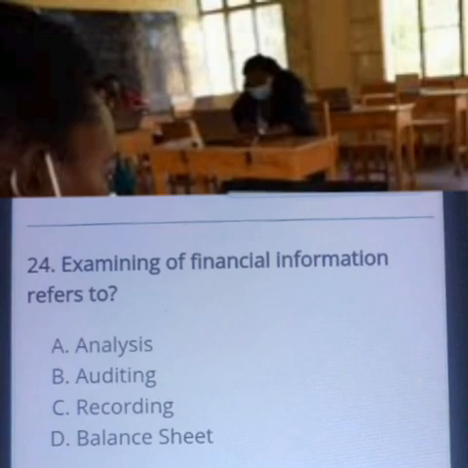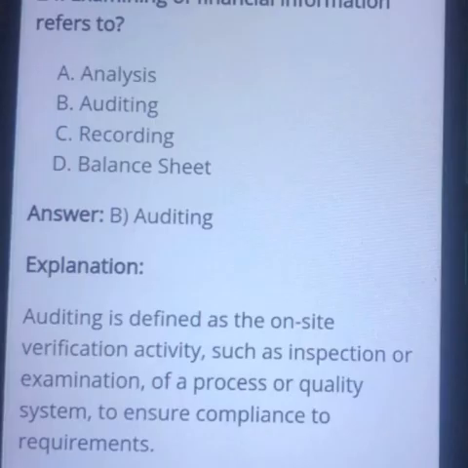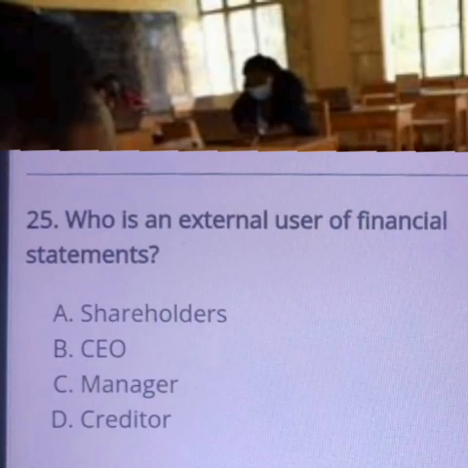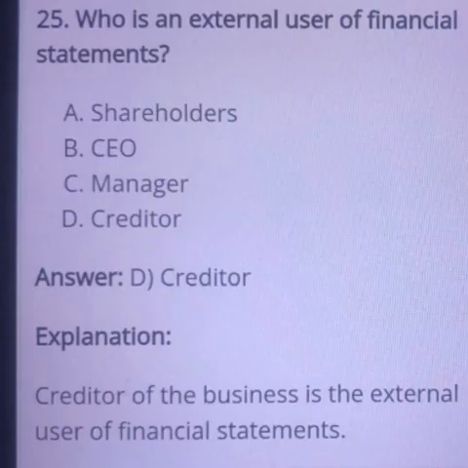Question number 24. Examining of financial information refers to? A. Analysis. B. Auditing. C. Recording. D. Balance sheet. The true answer is B. Auditing. Question number 25. Who is an external user of financial statements? A. Shareholders. B. CEO. C. Manager. D. Creditor. The true answer is D.